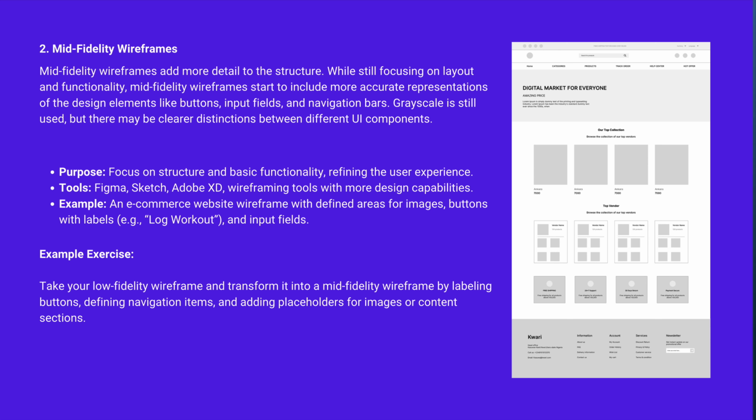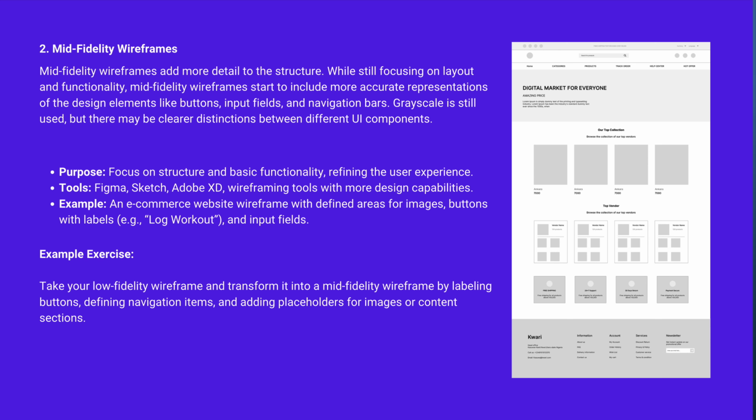Some tools used for this include Figma, Sketch, Adobe XD, and some other tools for creating wireframes. An example on the right hand side is a simple e-commerce wireframe with defined areas for images, buttons with labels, e.g. that's the logout, and the input fields that we have here, that's for the search bar at the top and also the newsletter at the bottom.